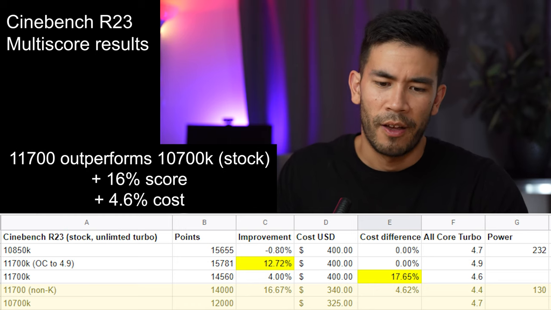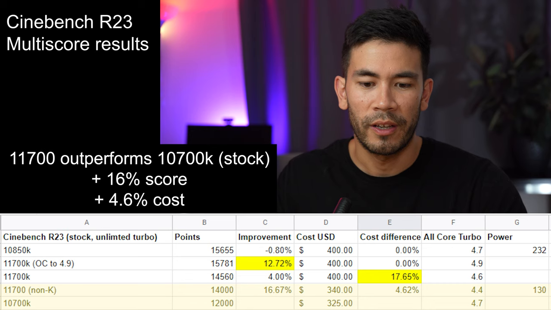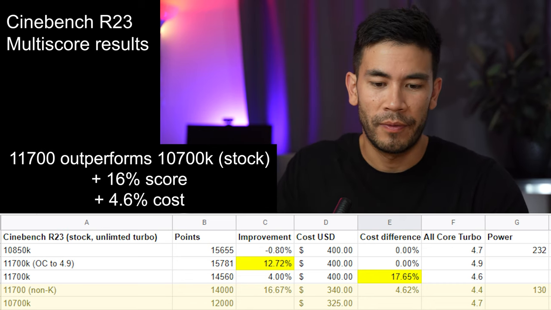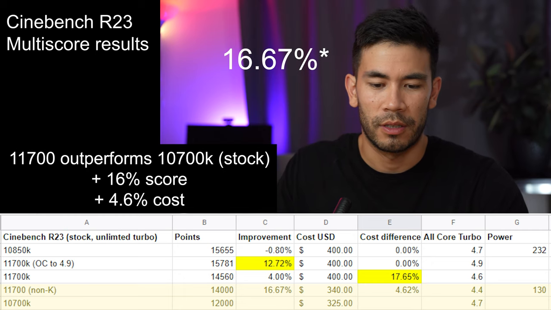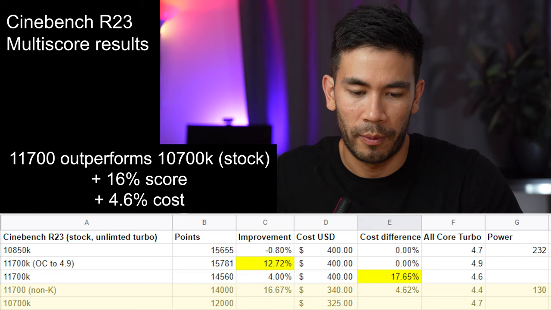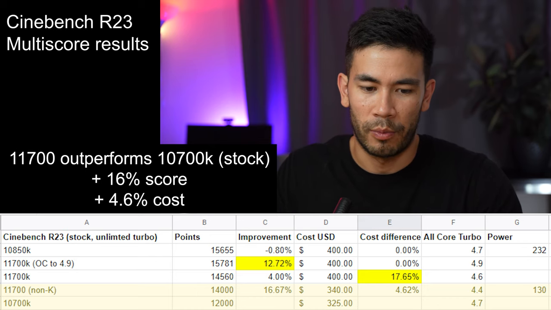And now let's compare that to the 11700 non-K version, which is priced very similarly, just $15 more at $340. And as you can see, for $15 more, which is only 4.2% more, we get a nice gain of about 15.5%, which is, you're paying 4% more money for 15% more performance. So that is an obvious no-brainer.